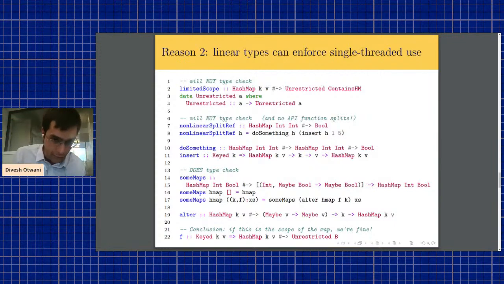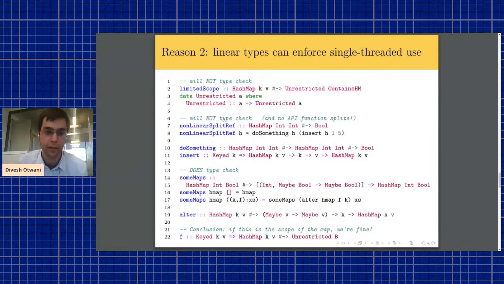Now, on the other hand, the function from lines 14 to 17 does type check. And some maps, it takes in this hash map, it does a linear consumption of it, and it takes in a list of keys and things to do on the values if they exist for these keys, functions from maybe bool to maybe bool, and it gives you another hash map. And very simple implementation. If you have no functions, you do nothing, you just return the hash map, and that is a linear use. GHC will look at this and say, yes, it type checks.